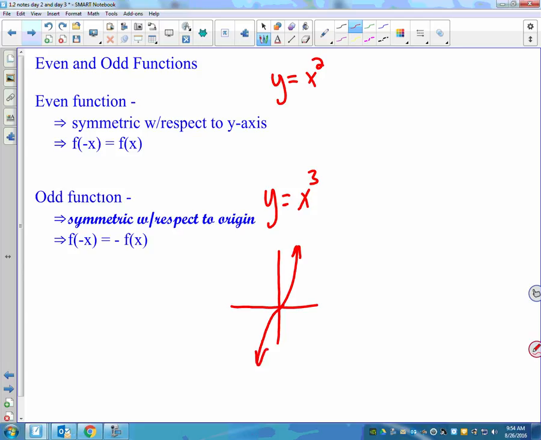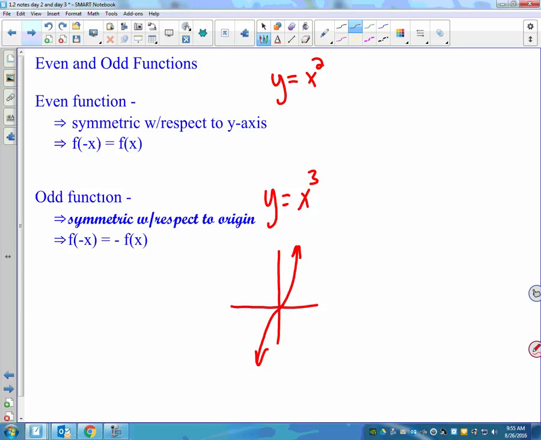Just x cubed if there's nothing else. It's just this little s kind of thing, where this side just goes positive. This is exactly the same except it's negative. So at 1 you get 1, at 2 you get 8, at negative 1 you get negative 1, at negative 2 you get negative 8. Right? So it's an odd function.